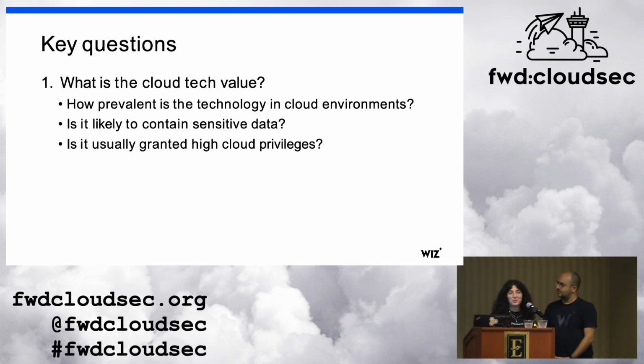That leads us to the first part of our key questions when prioritizing vulnerabilities. We need to think about the value of the technology that is vulnerable. How prevalent it is, as we showed before in the graph. Does it contain sensitive data, or does it inherently need high privileges in the cloud?